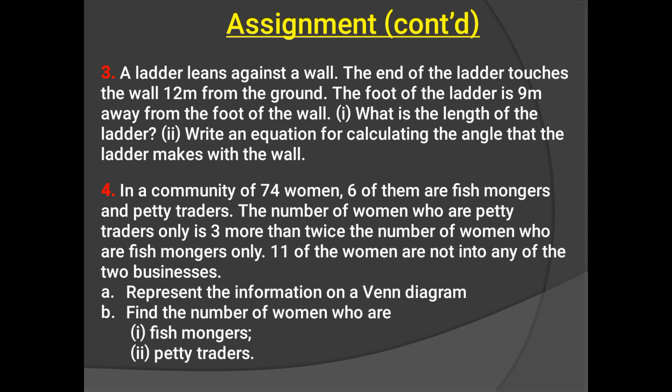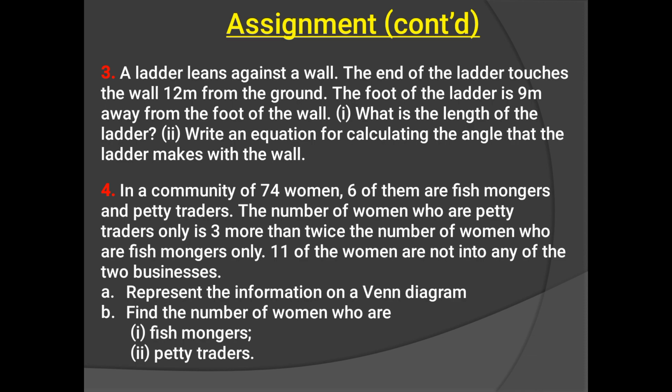So a ladder leans against the wall. The end of the ladder touches the wall 12 meters from the ground. The foot of the ladder is 9 meters away from the foot of the wall. What is the length of the ladder? You look for it. Write an equation for calculating the angle that the ladder makes with the wall. All right. Now, I didn't ask you to find the angle. It says write an equation for it. Okay. Then number 4 is also a set.